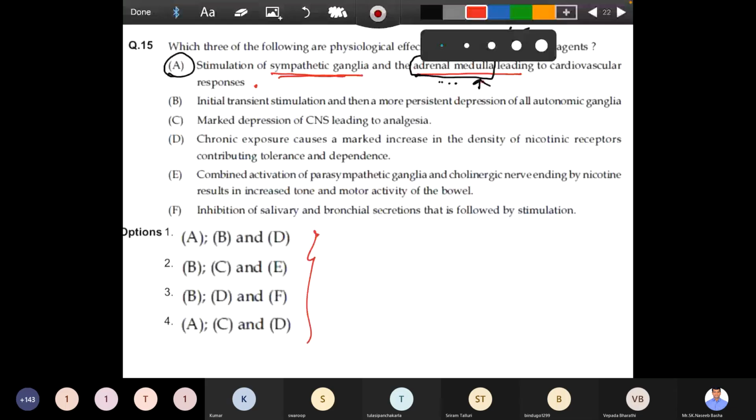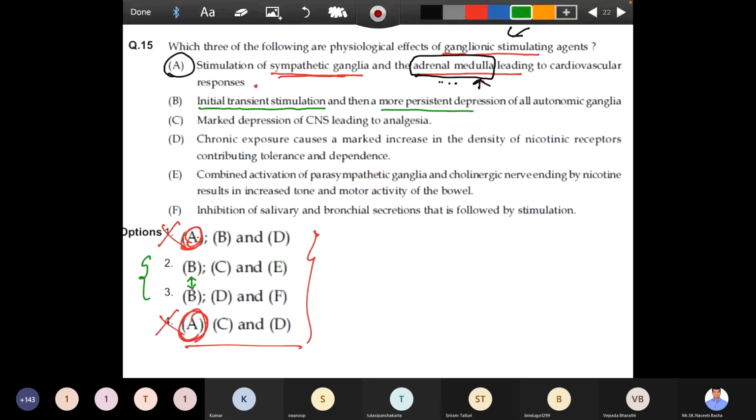Now look at the other options. Options 2 and 3 both have B. What does it mean? B must be true. What is that? Initial transient stimulation and then a more persistent depression of all autonomic ganglia. This is true. Even if you don't know, look at the answers. Both of them contain option B. That means B must be true. Now there is a competition. You need to see whether C is correct or D is correct.